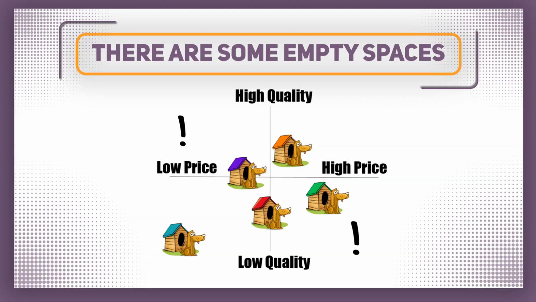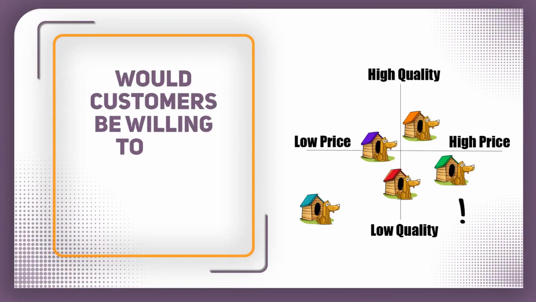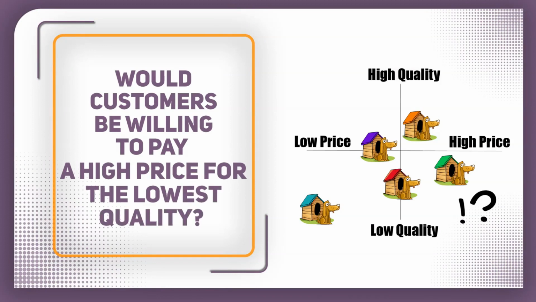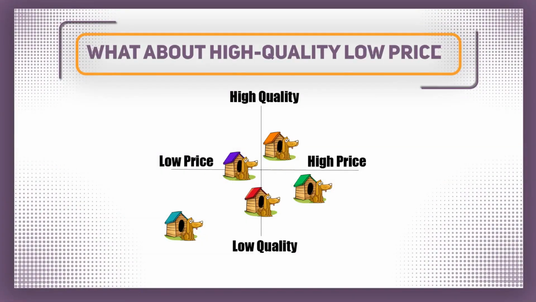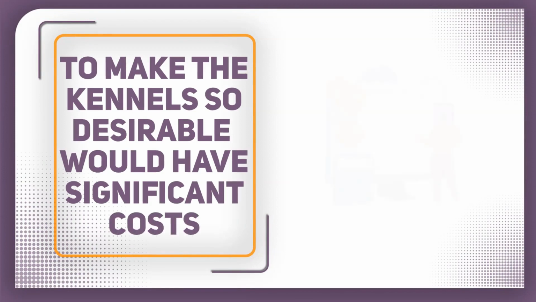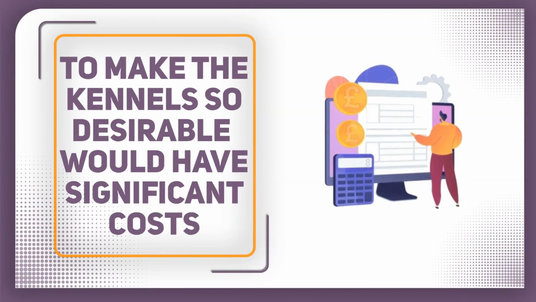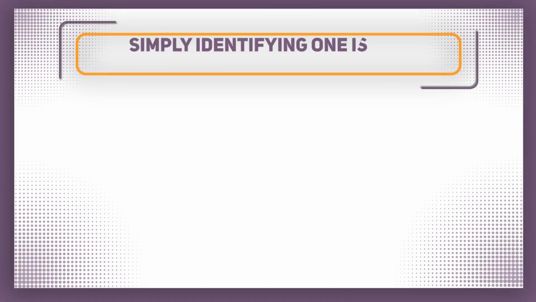Let's think about the 2 holes we have spotted. Would customers be willing to pay a high price for the lowest quality? Of course not. There are many competitors offering a higher quality for a lower price, and this is why none of the competition is positioned here on the map. What about high quality versus low price? Well, that is not going to be a sensible idea. It will be very difficult for Ruben to be able to offer the highest quality kennel for the lowest price, as to make the kennels so desirable would have significant costs. These examples show that there are often obvious reasons for gaps found in the market, and simply identifying one is not enough.